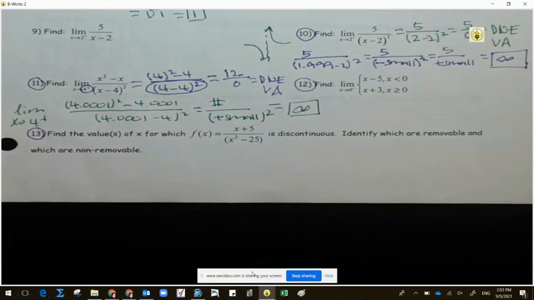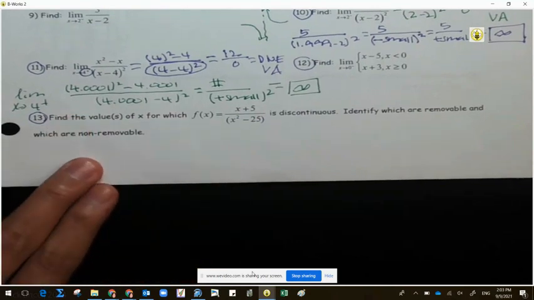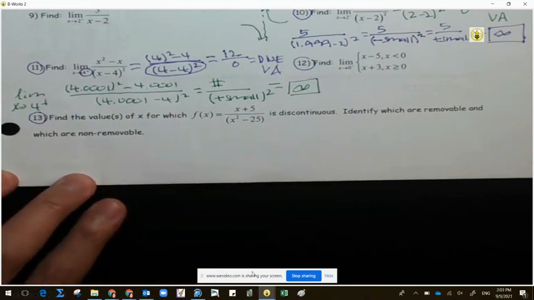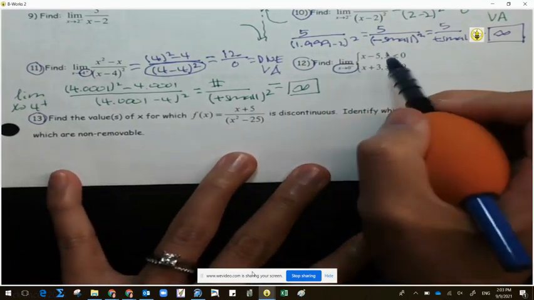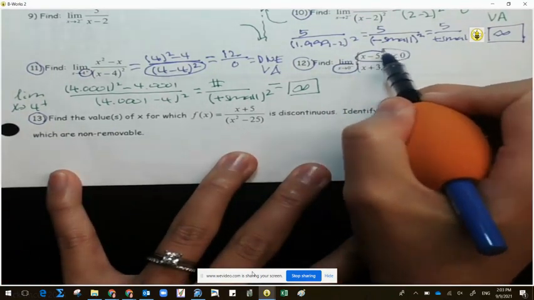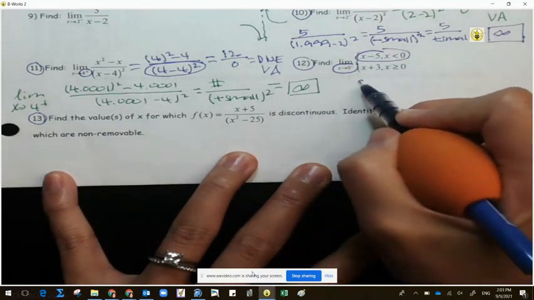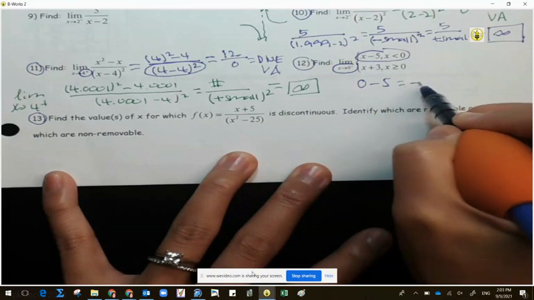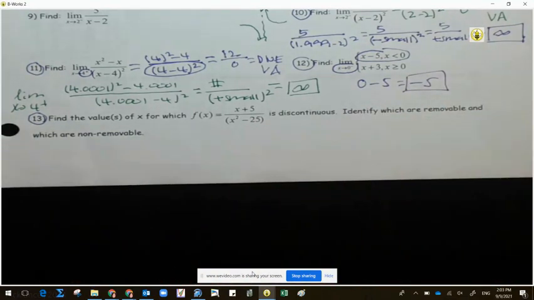All right, let's do number 12. That's actually got 2 different sides, which actually makes it easier. The limit is approaching 0 from what side? The left. The left means less than. Which one has less than? The first one. So all you need to do is plug in the 0 into that equation. And that becomes very easy. The limit is actually reaching -5.